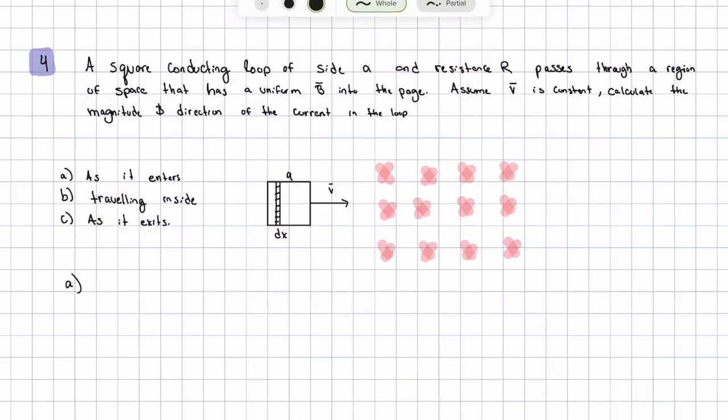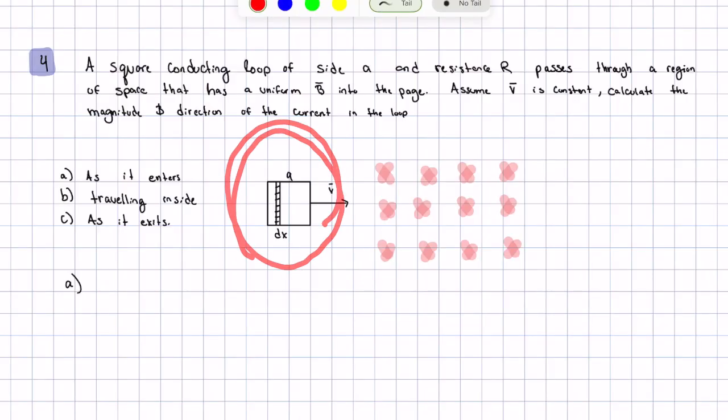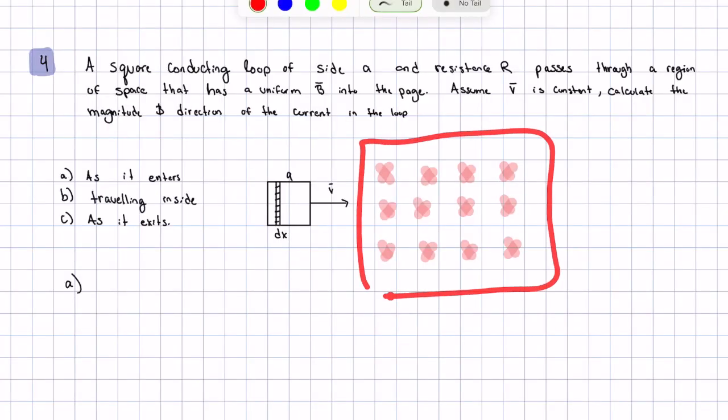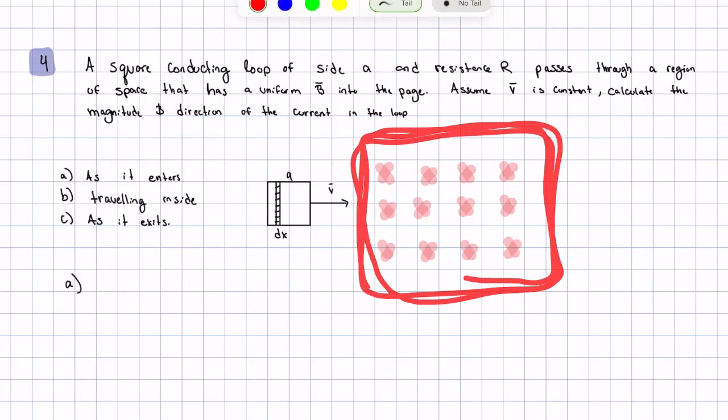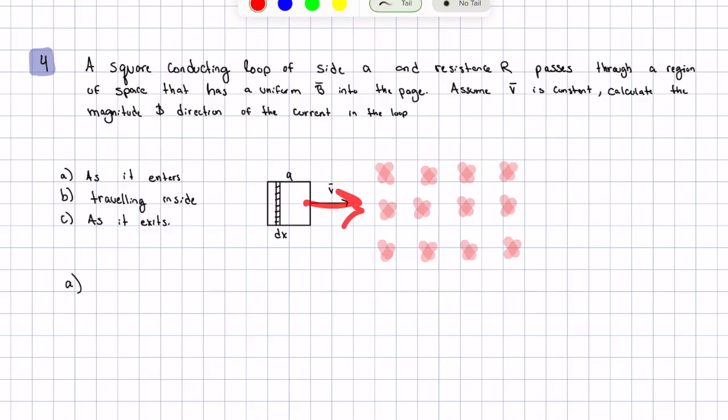In question 4, we have a square conducting loop of side A and resistance R passing through a region of space that has a uniform magnetic field B going into the page. We're going to assume that its velocity is constant, and we're going to calculate the magnitude and direction of the current in the loop: A as it enters, B as it's traveling inside, and then C as it exits.